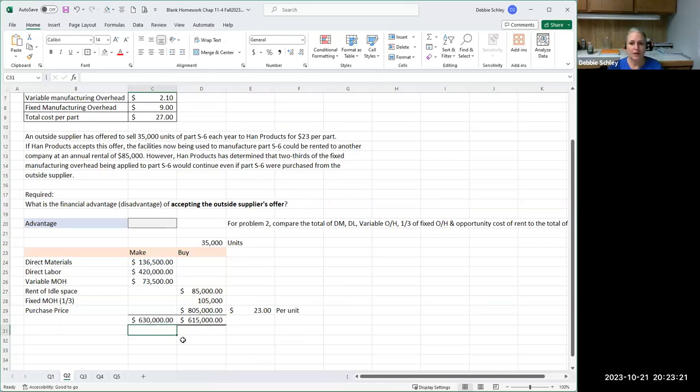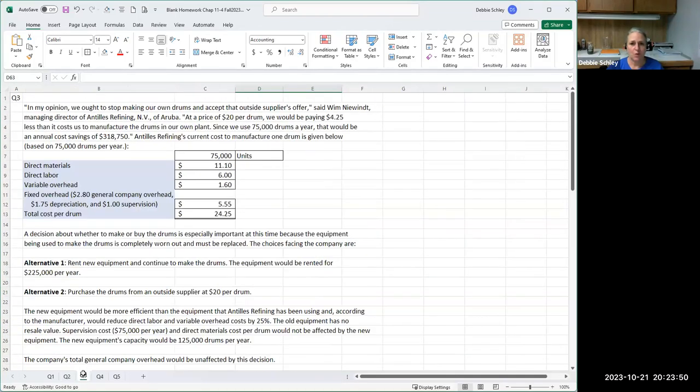So what was the question? What is the financial advantage or disadvantage of accepting the outside supplier's offer? Well, it's lower, so it is a financial advantage. And we just take the difference of those two numbers to find out how much of an advantage it is. So for mine, it's an advantage of $15,000.